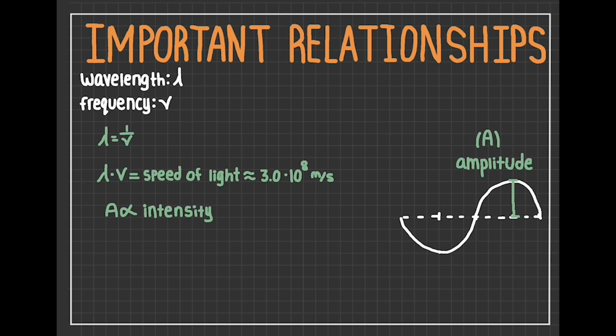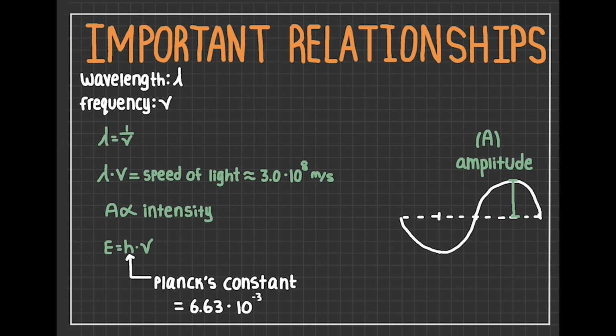The energy, measured in joules seconds, can be found with the equation E equals h, or Planck's constant, times frequency. Planck's constant is called a constant because it is always the same number. It is 6.63 times 10 to the negative 34, no matter what. Energy and frequency are directly proportional.